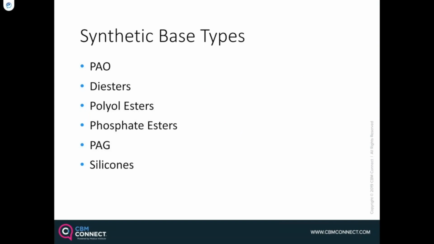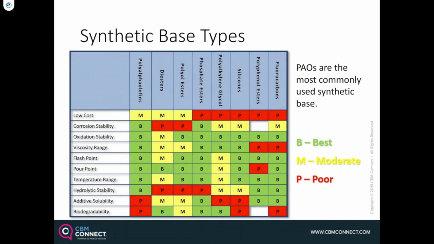The different types of synthetic base stocks we've touched on are PAOs, diesters, polyol-esters, PAGs (polyalkyl glycols), and silicones, some of the more common ones that we use. This little chart gives us an overview of the different synthetics and some of the pros and cons of each in certain areas.